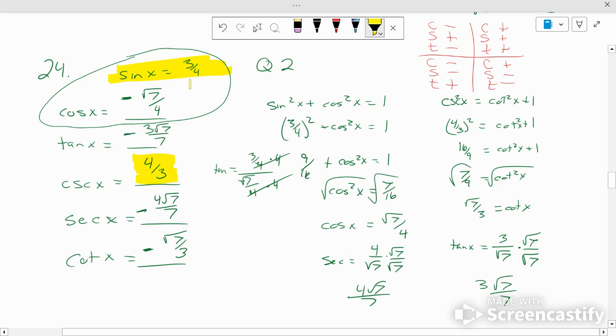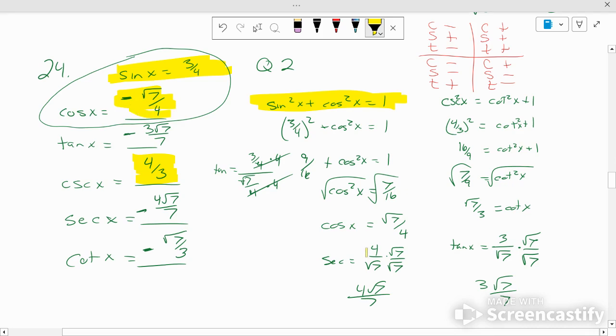Now, if the sine of x equals 3/4, I know sine squared plus cosine squared equals 1. So you take 3/4 squared plus cosine squared equals 1. So 9/16 plus cosine squared equals 1. Subtract 9/16 from each side. Cosine squared equals 7/16. Cosine of x equals the square root of 7/16. So the cosine of x equals square root of 7 over 4. So it's negative square root of 7 over 4 because cosine is negative in quadrant number 2.